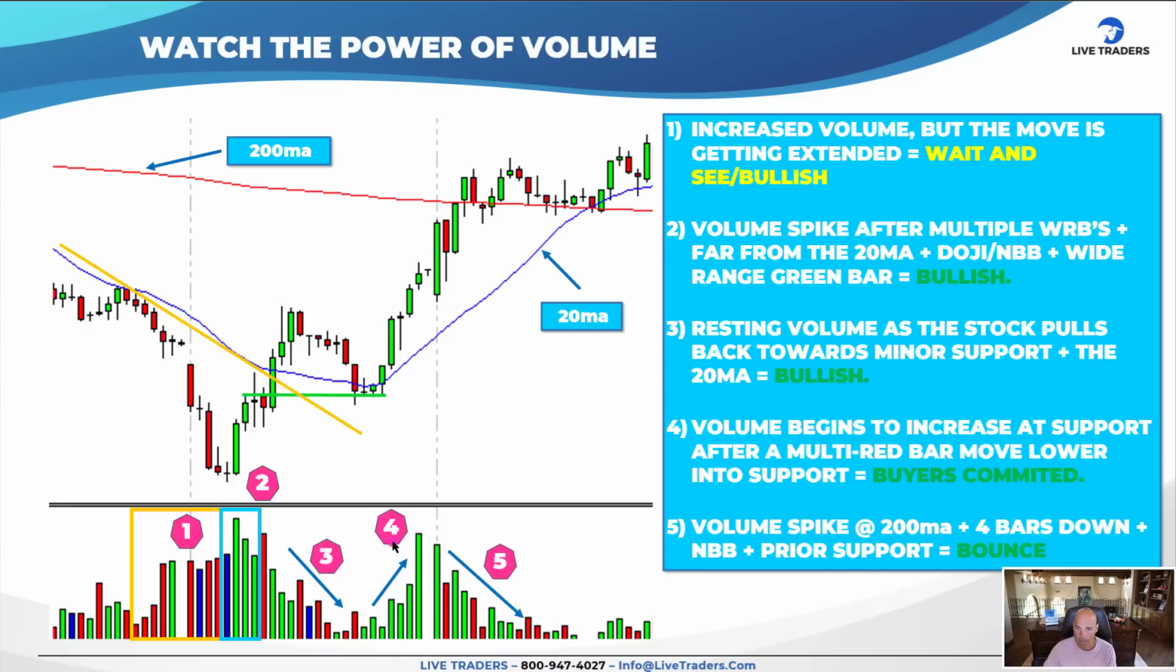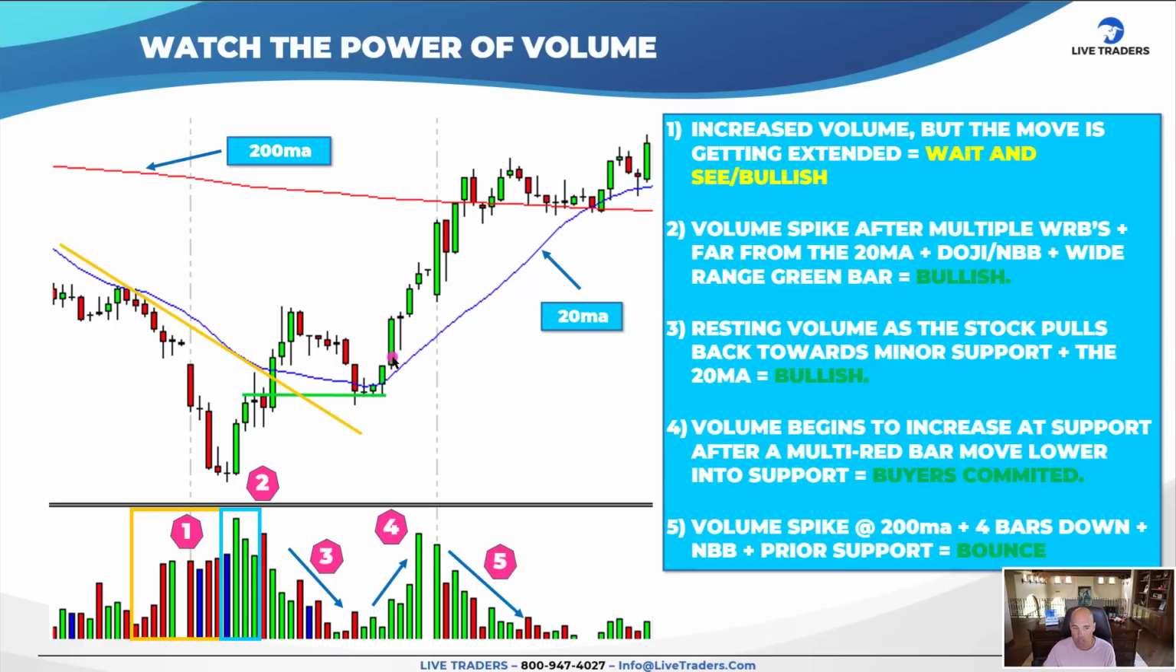So number 4, what happens? Volume begins to increase at support after a multi-red bar move lower into support. So note, as the stock moves up, buyers continue to come in. You want the volume drop on the pullback, and you want the commitment on the bounce. Bam! That's it. That's how it's done. This chart has a little bit of everything. Is it the cleanest chart you've ever seen? No, but it's telling you with price and volume what's likely going to happen next.